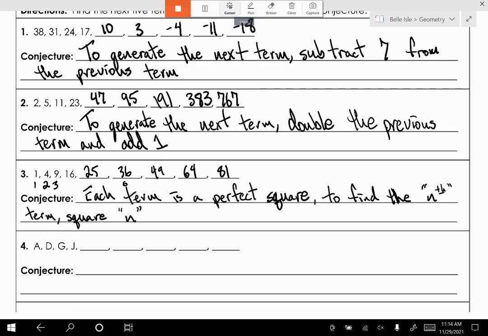Has anybody gotten through 6? Yes, I'm on 6. Does anybody feel like they figured 6 out?